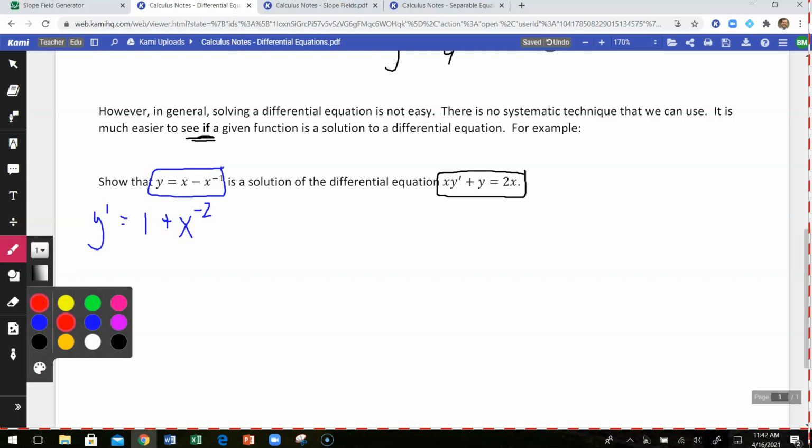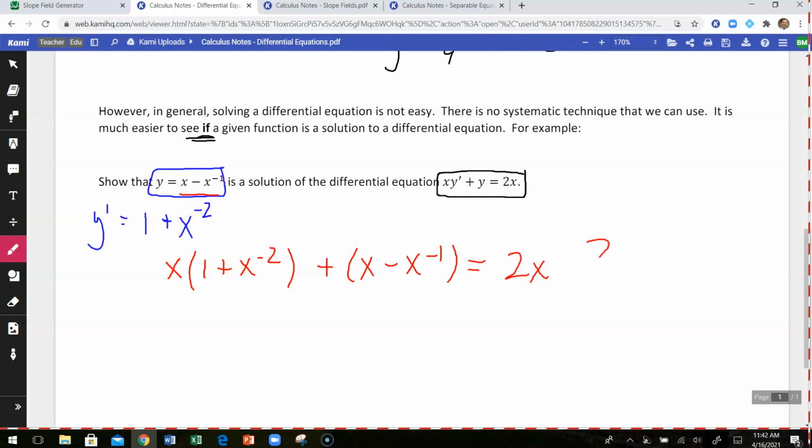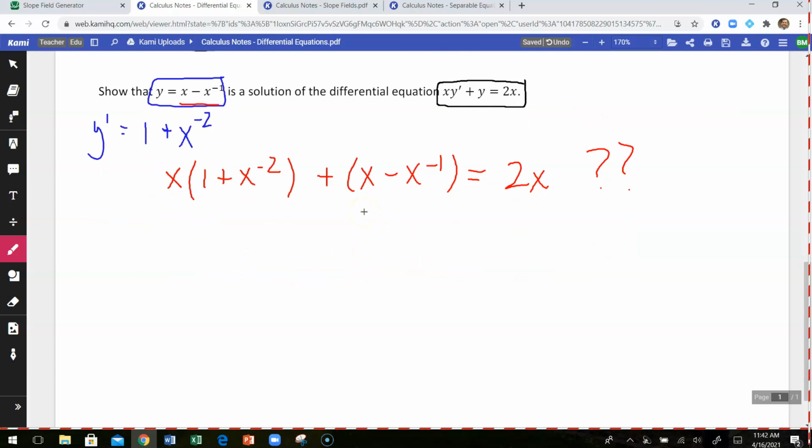Now, to simply see if this is a solution, I'm just going to start replacing things. So I have x times y prime. Well, y prime is 1 plus x to the negative second. And then plus y, well, y is x minus x to the negative first, right? That was my initial equation here, equals 2x. And the question is, is that true? Does that equal 2x? All right, so all I'm going to do is work through this and see if I get a true solution.